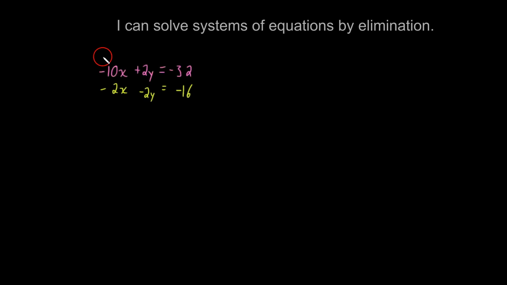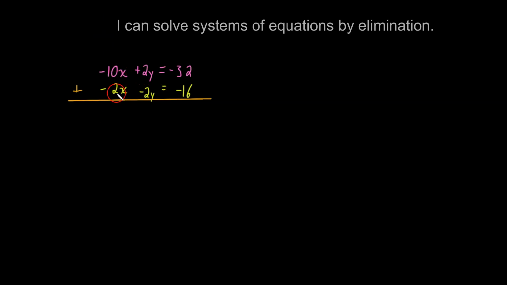So we're given the system of equations of negative 10x plus 2y equals negative 32 and negative 2x minus 2y equals negative 16. And how we're going to go about solving these using elimination is we can see that there's 2y here and negative 2y here. So what we can do is we can actually add these equations together, these whole equations, all of it.